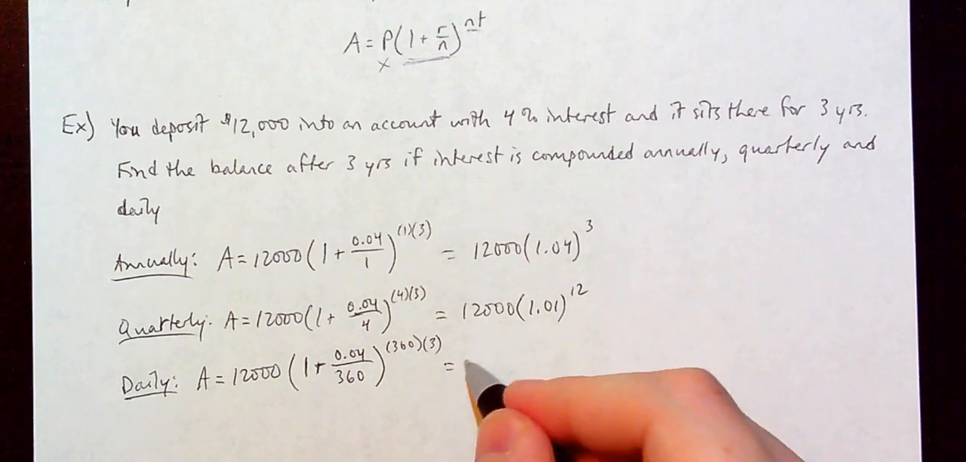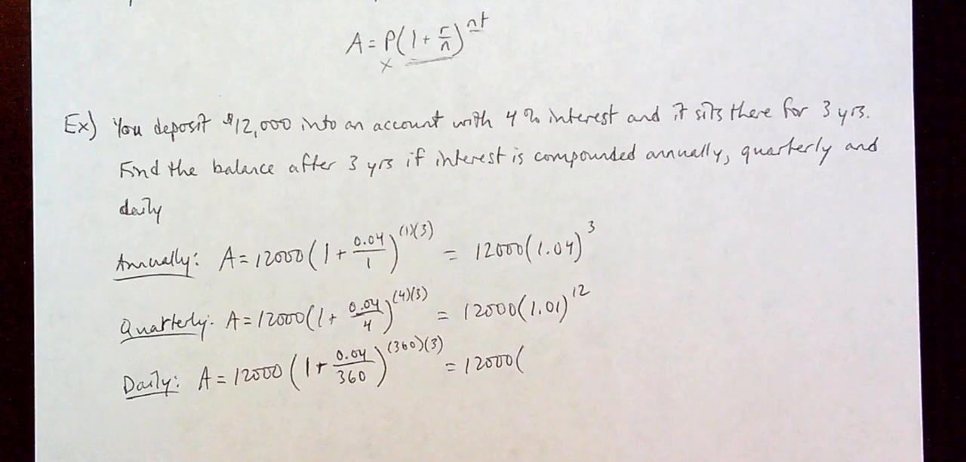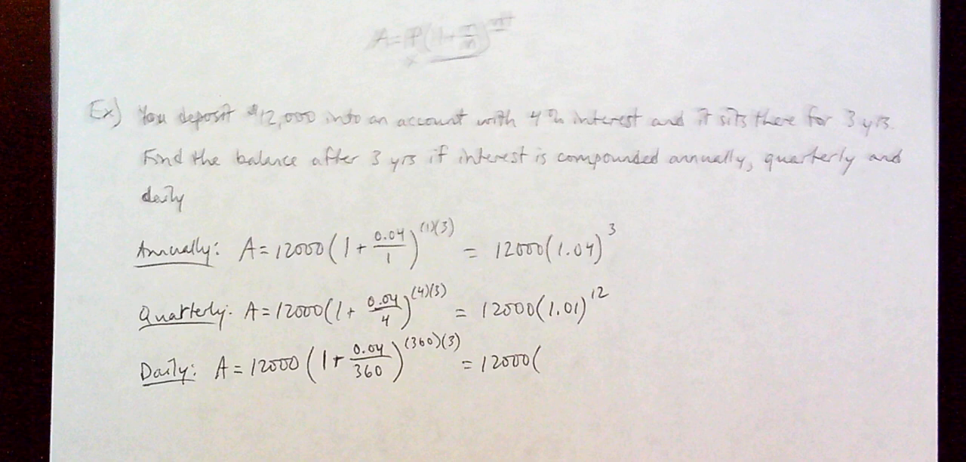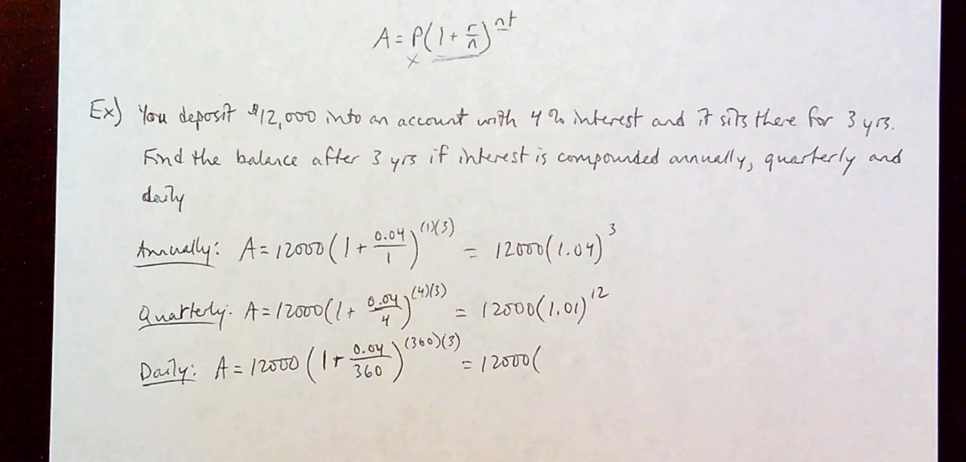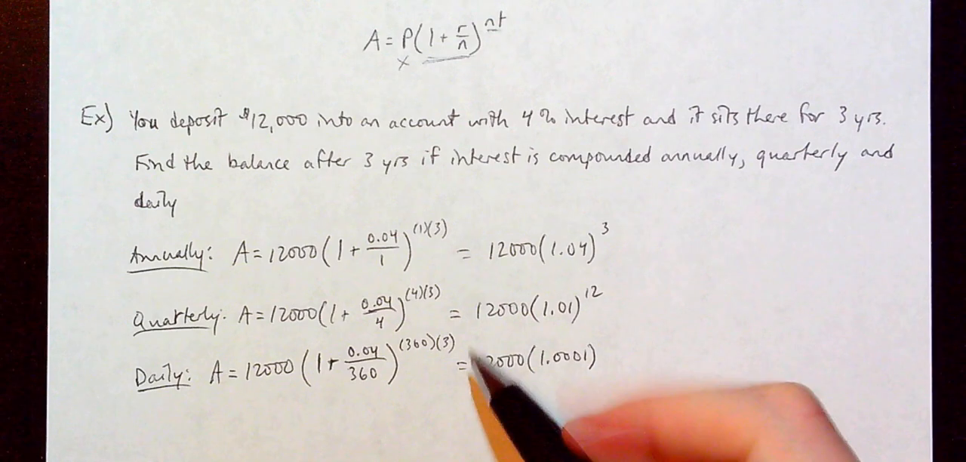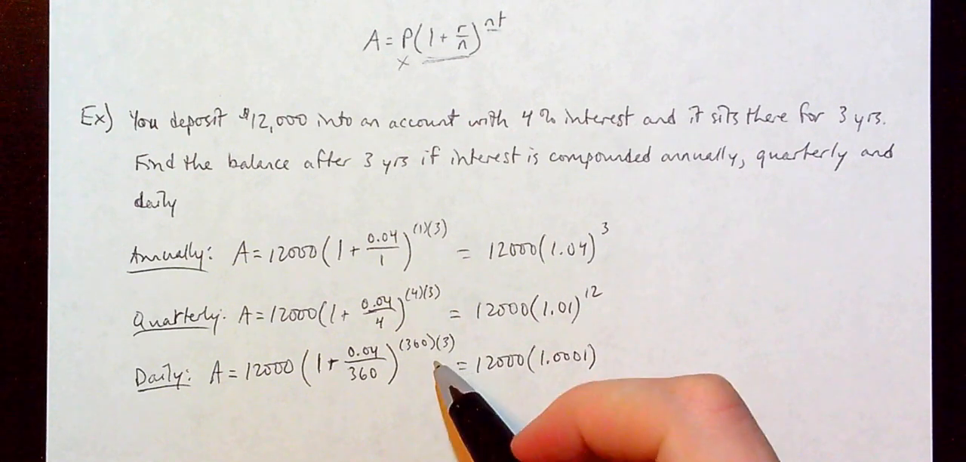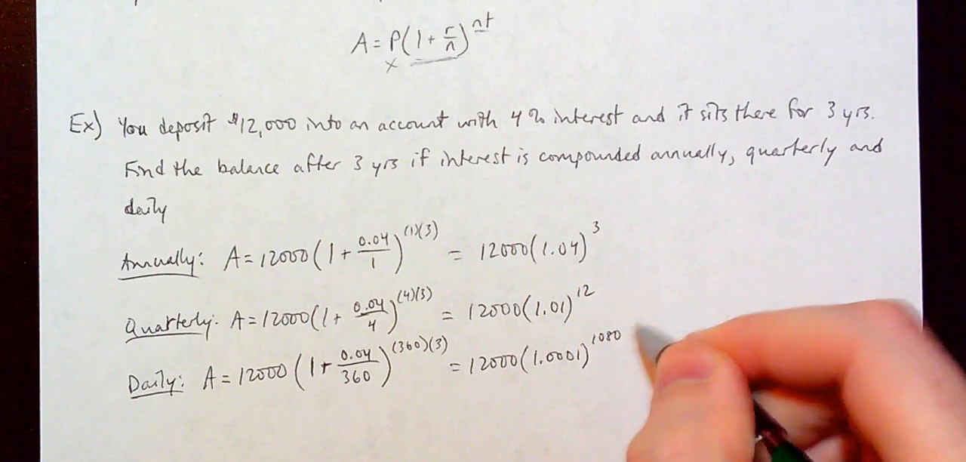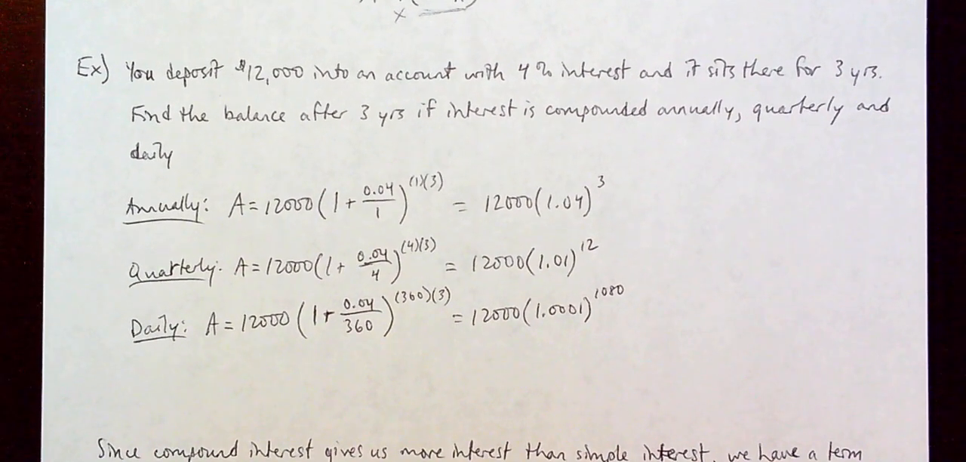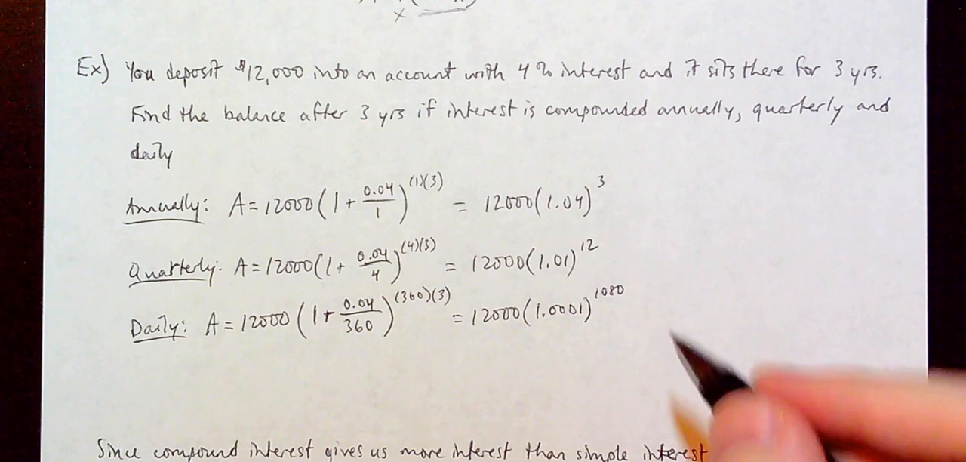Now, we get 12,000 times. That 0.04 divided by 360 is not the prettiest looking thing, but if we write it as a decimal, we get 0.000111111 going on, and so on and so forth. So 1.0001, say, raised to the power of 360 times 3, which is 1,080. So these are our 3 exponential quantities here. Now we just have to calculate each of them.